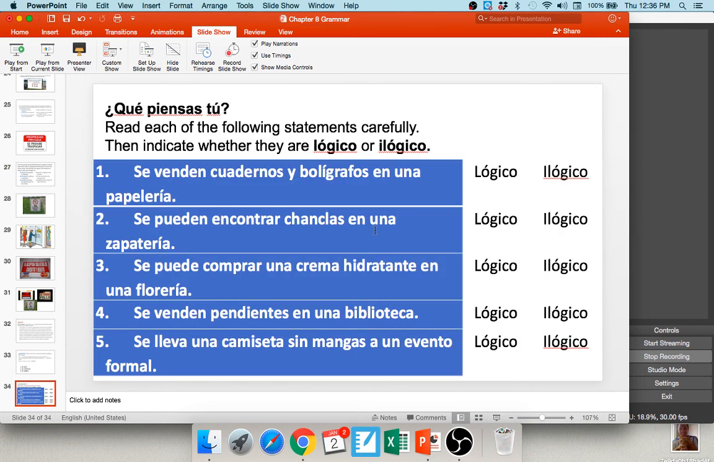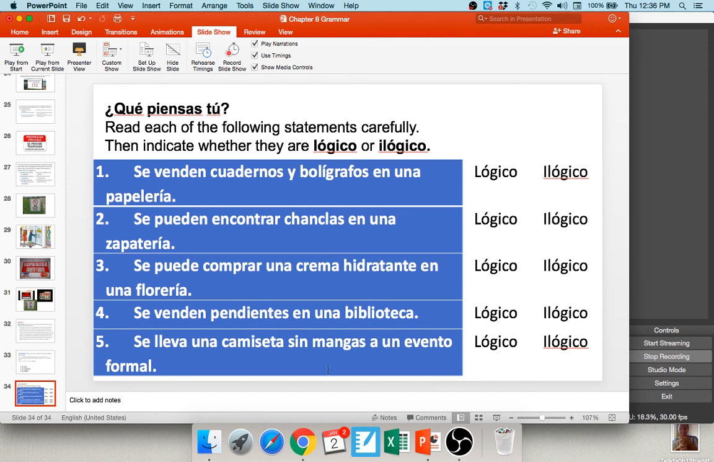The last thing you might be asked to do on My Spanish Lab is select whether something is logical. So, se vendan cuadernos y bolígrafos en una papelería. So, notebooks and pens are sold in a paper store. True or false, right? Logical or illogical. And you just have to go through and select the most logical answer here. Number 3, se puede comprar una crema hidratante en una florería. Lógico o ilógico? And you have to select the right answer, okay? I believe that you can do this. They sell earrings in a library.